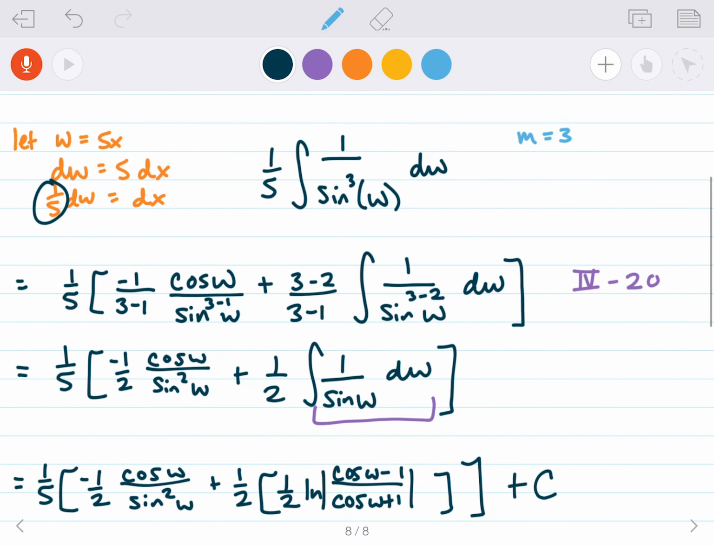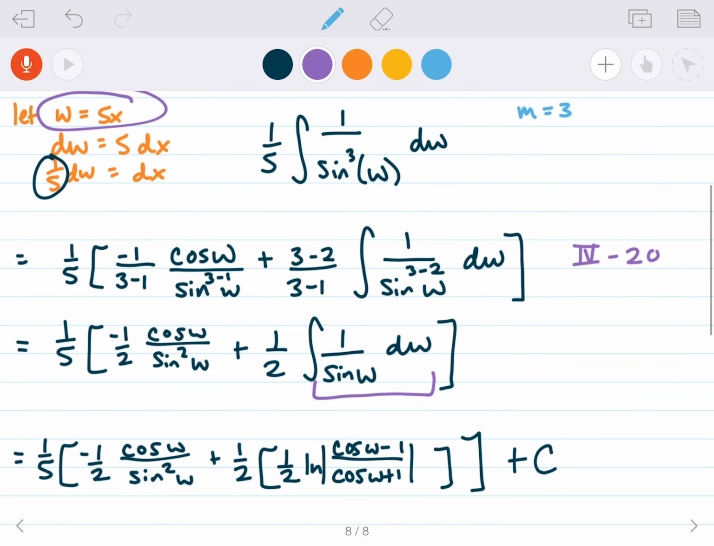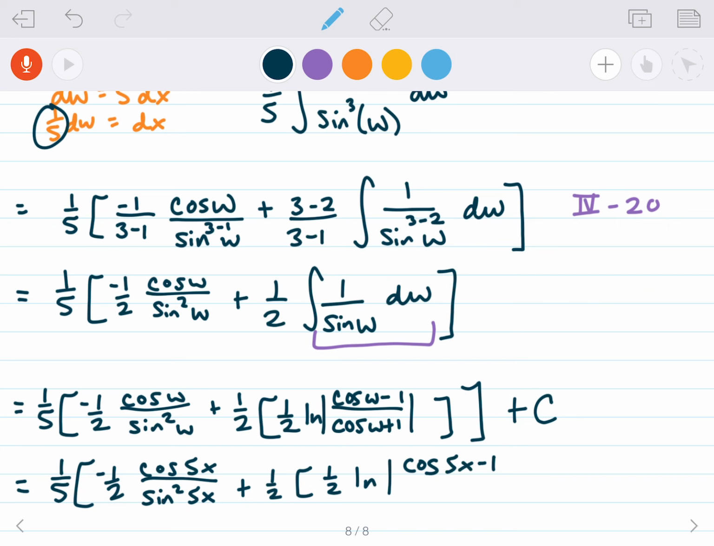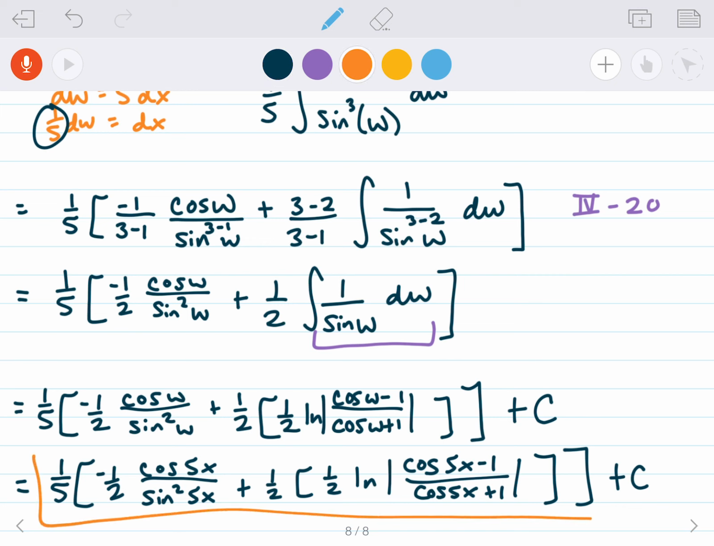Now let's go ahead and plug my w back in, 5x. So we have a fifth... Okay, and that is my final answer, you guys. We can simplify it more if we want to, but this is good enough.